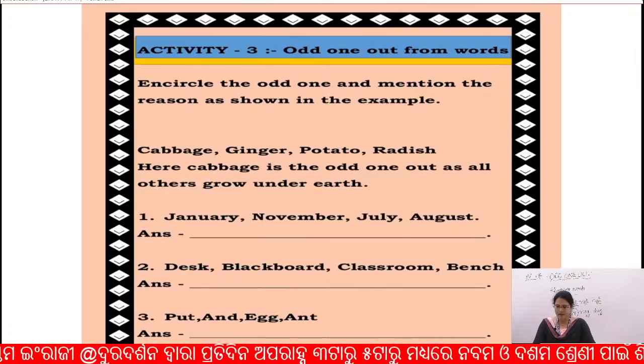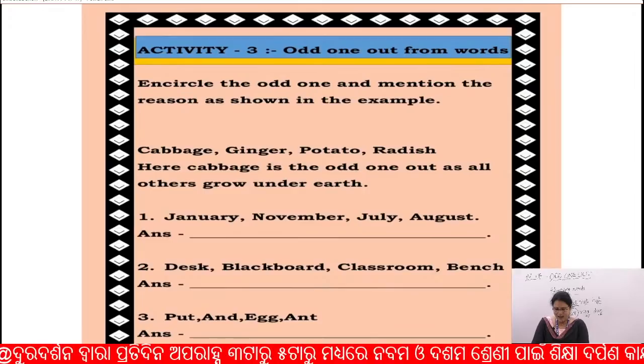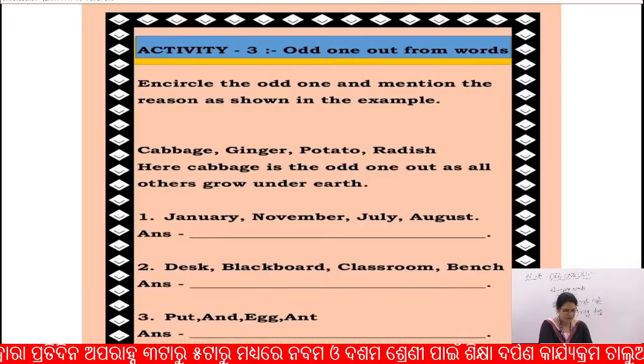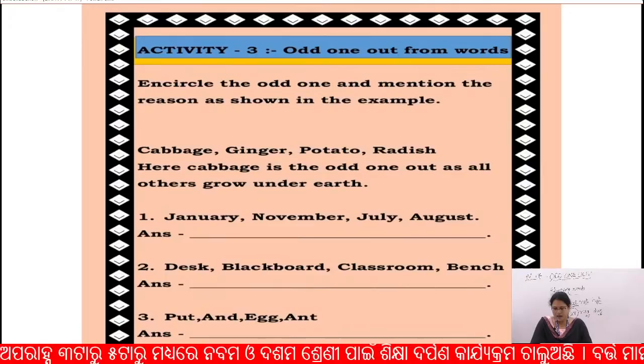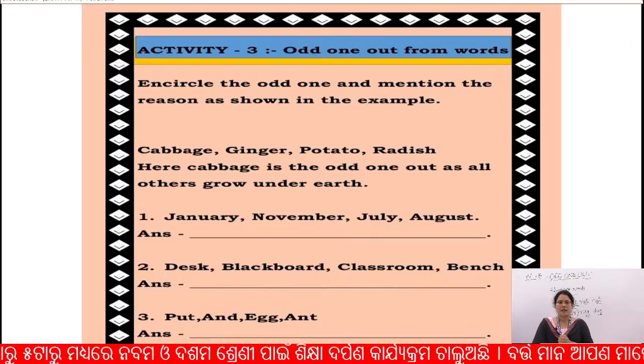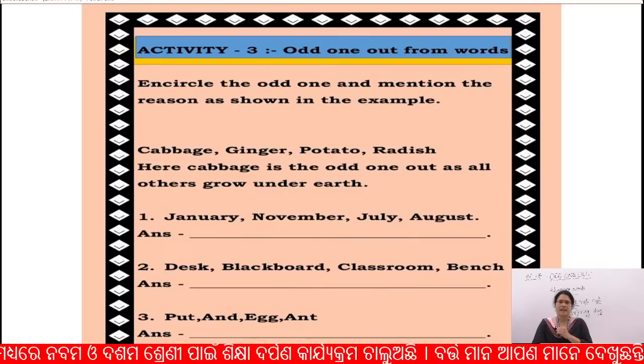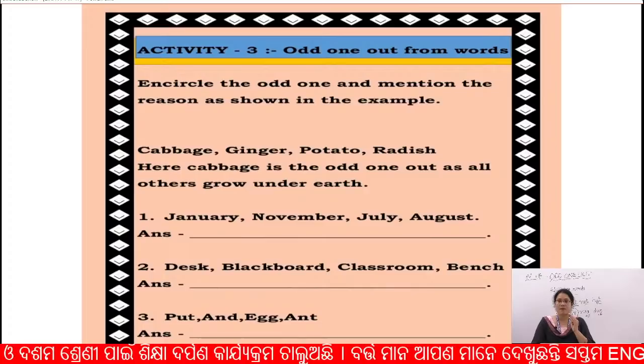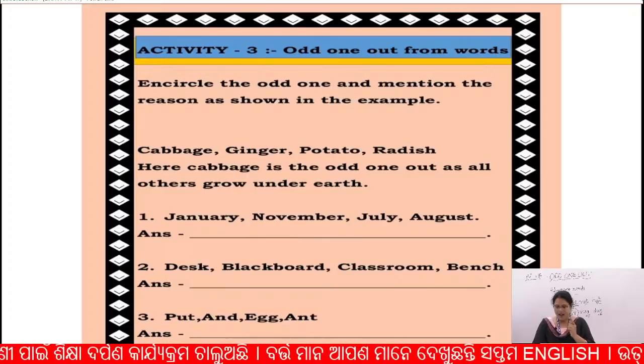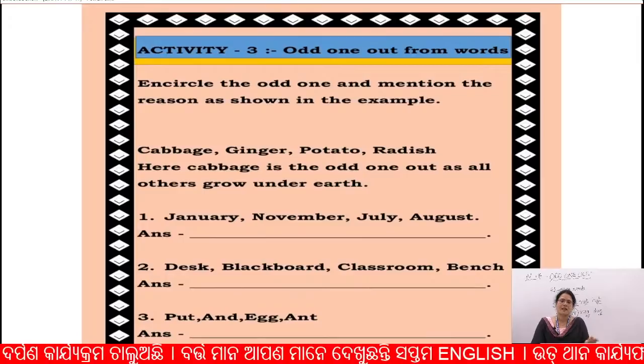Then question number 3: put, egg, ant. Now how will we identify the odd one? Look at the words: put, egg, ant. So which one is odd one? Look at their first letter: A, E, A. These three are what? I have said earlier, what are they? They are vowels. A, E, A. And egg, ant start with a vowel. And P, what you put? P is a consonant. In this way, this one is the odd one.